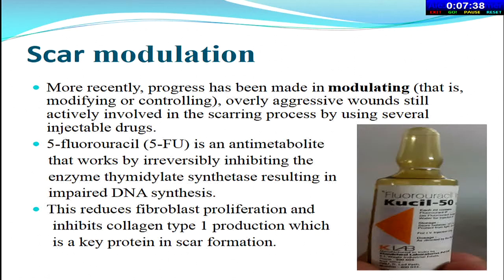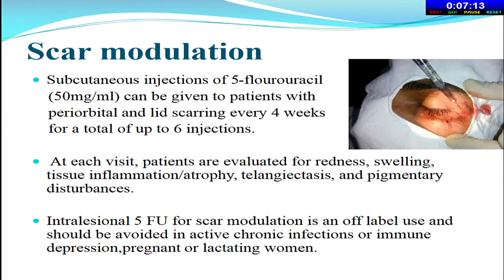More recently, progress has been made in modulating overly aggressive wounds still actively involved in the scarring process by using several injectable drugs. One of them is 5FU. It is an anti-metabolite that works by irreversibly inhibiting the enzyme thymidylate synthetase, resulting in impaired DNA synthesis. This reduces fibroblast proliferation and inhibits collagen type 1 production, which is a key protein in scar formation.